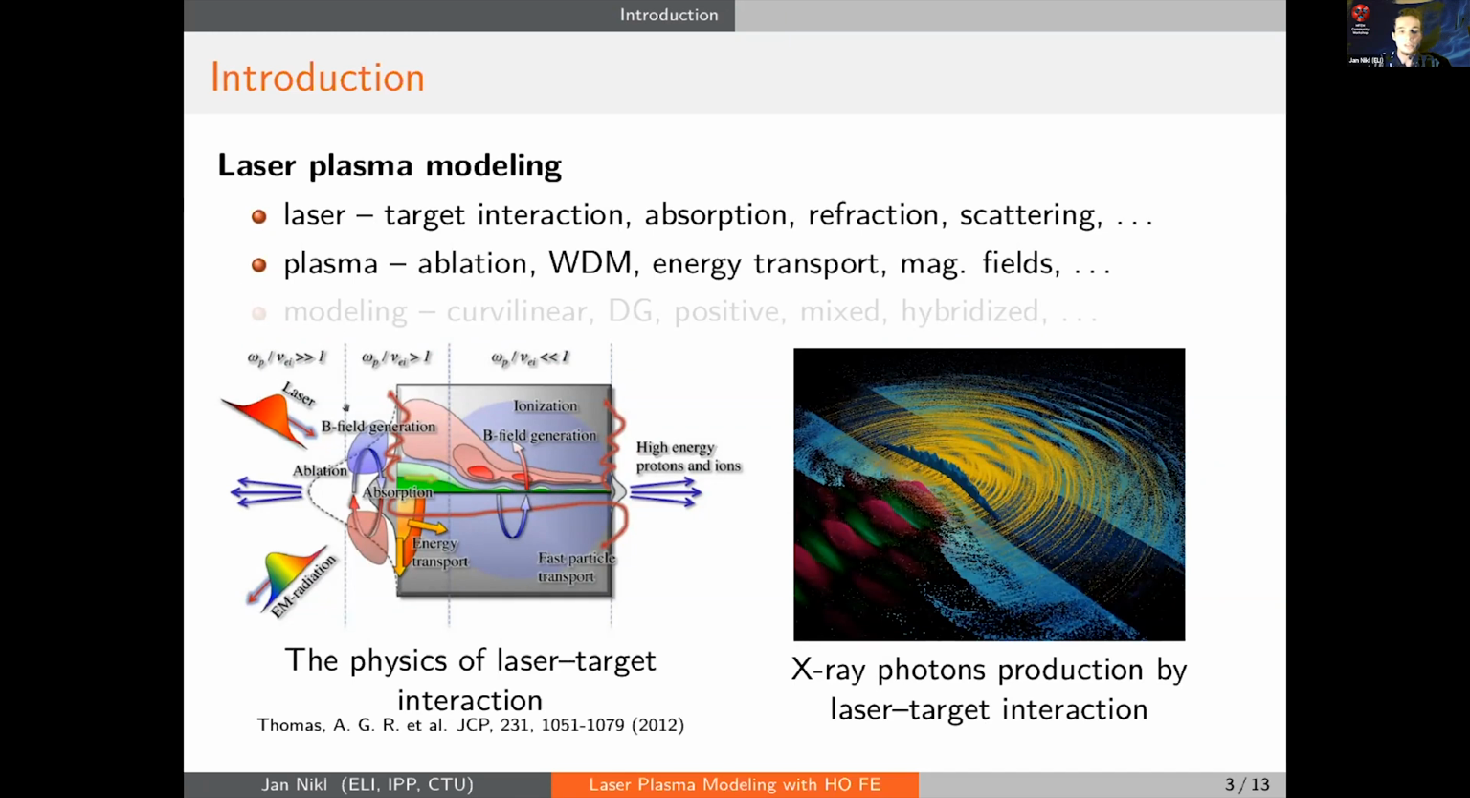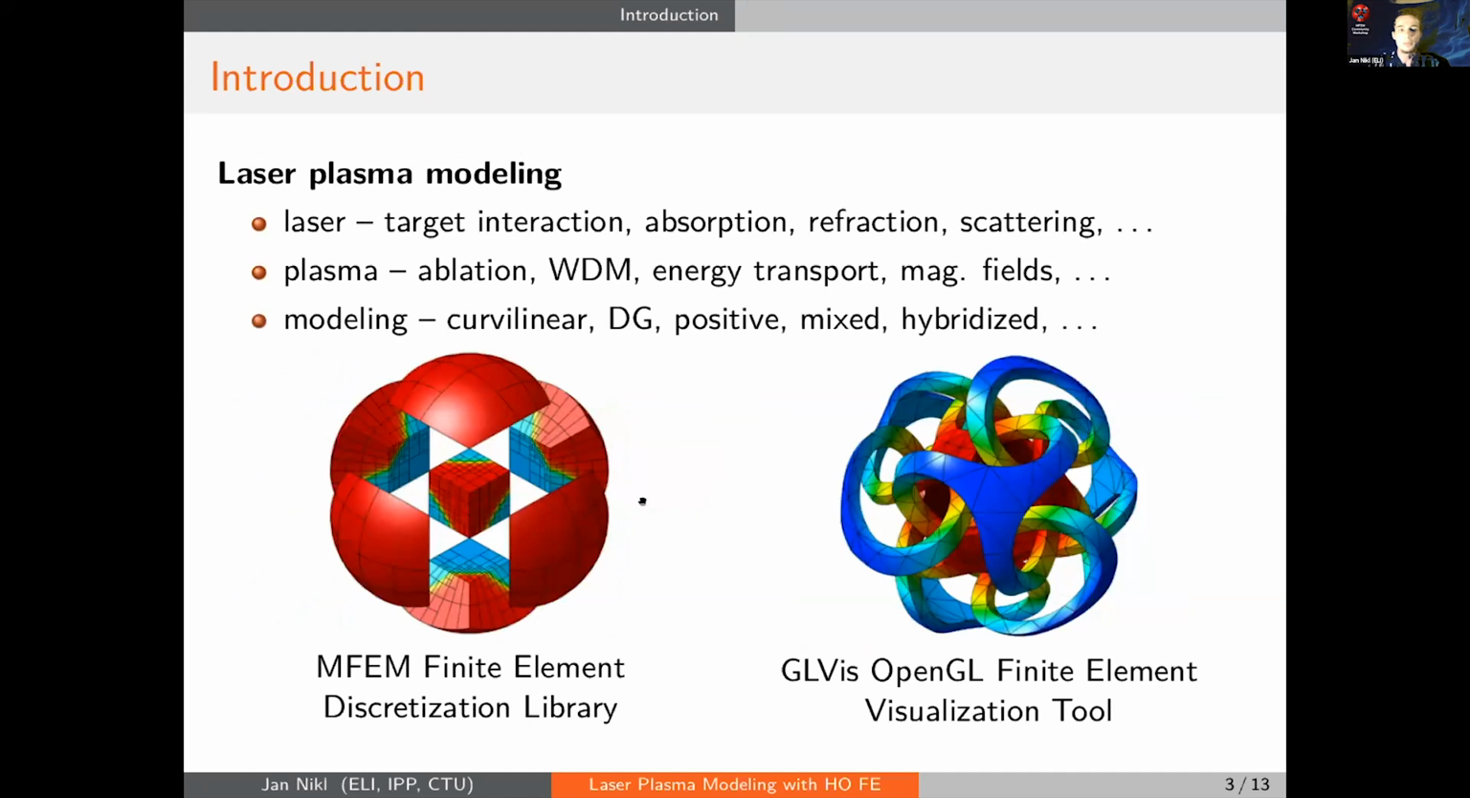We have that intermediate regime of warm dense matter, energy transport inside the target and outside, generated magnetic fields, and accelerated species forward and backward, and so on and so on. Then getting to the modeling, I specialize in continuum modeling, and that's where MFEM and GLVis come in. And I enjoy support of many different types of finite elements, and also scalability and flexibility of the libraries.